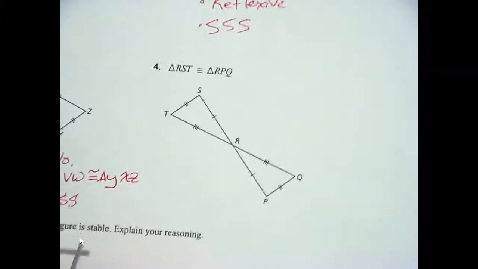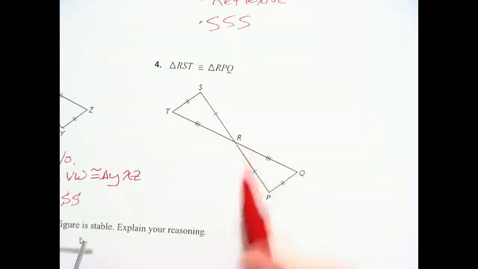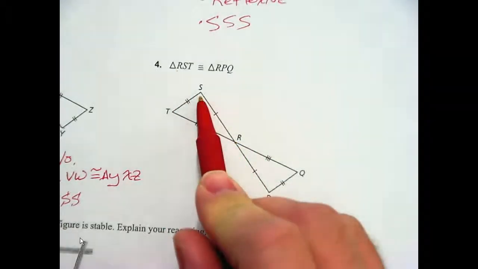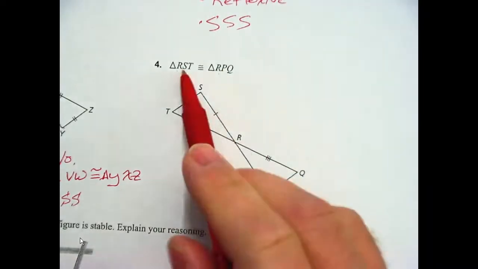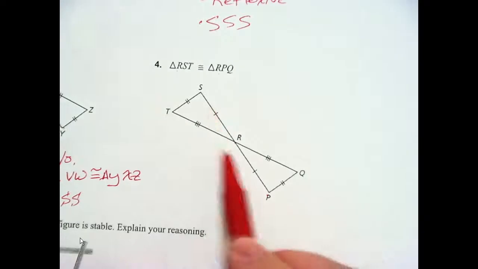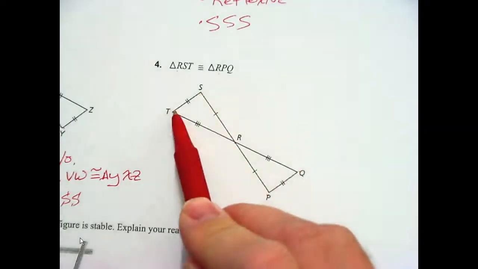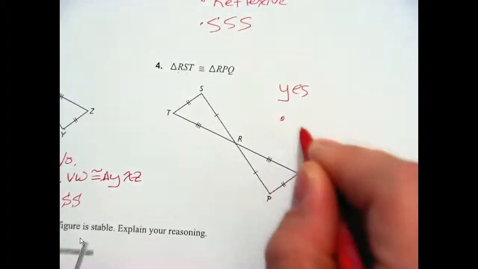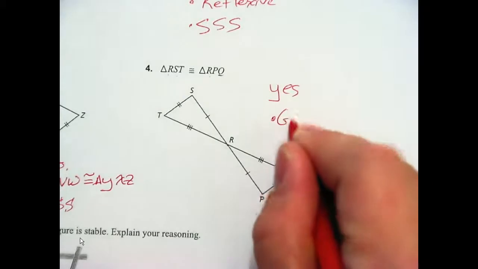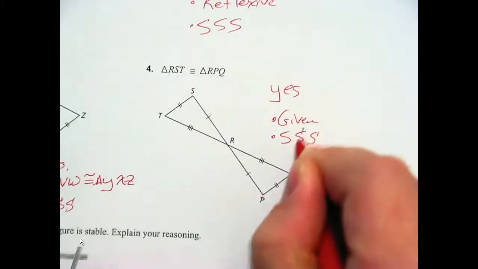Did it work? RST, so R to S, and then R to P. That works. Okay, and then P to Q, and S to T. That works. Okay, so this is yes by, what do we have? Given and side, side, side. What else could you use if you made one more reason?